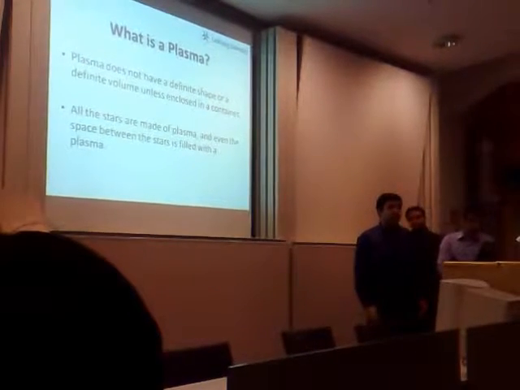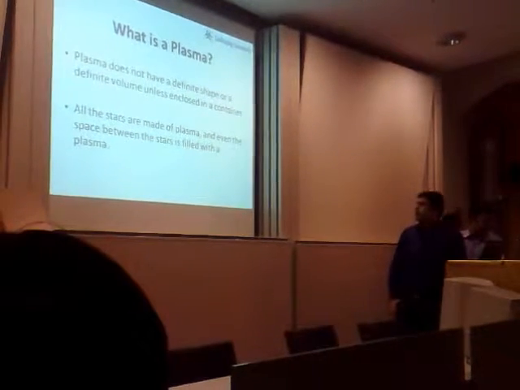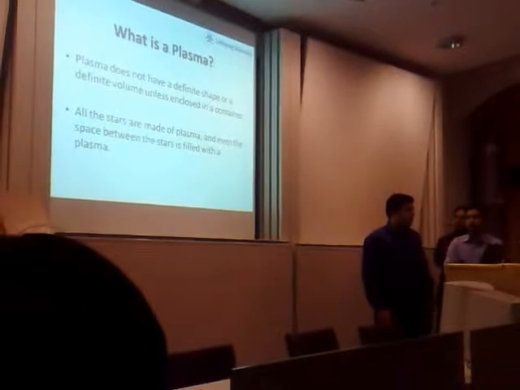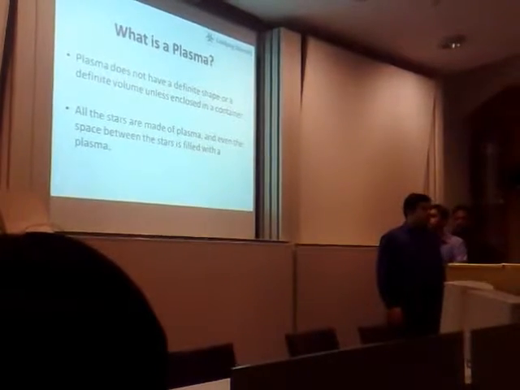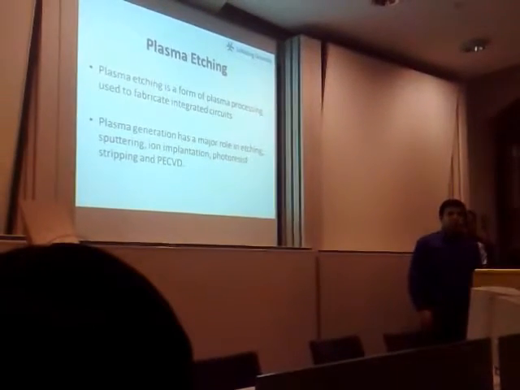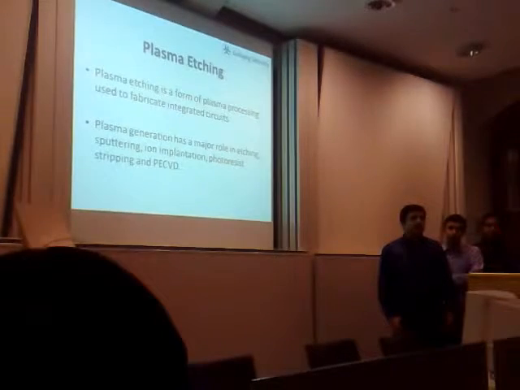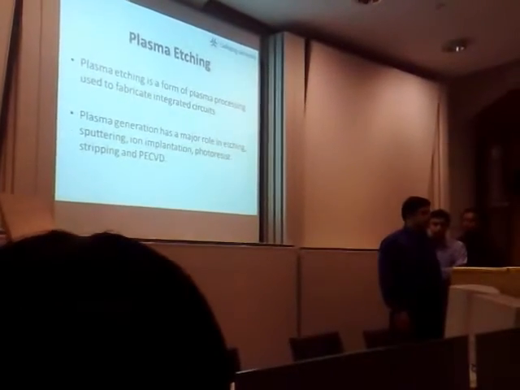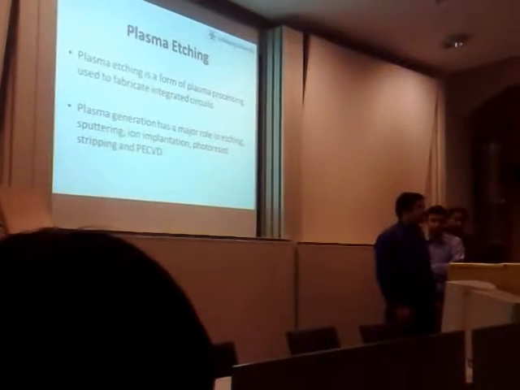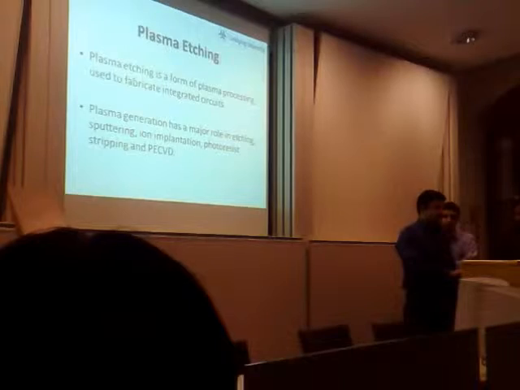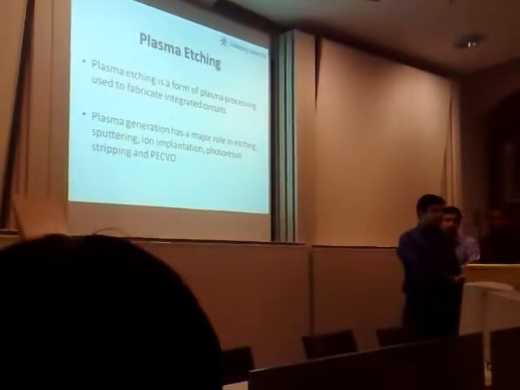What is plasma? Plasma does not have a definite shape or a definite volume unless it is enclosed in a container, just like gas. All the stars are made up of plasma, and even the space between the stars is filled with plasma. Plasma etching is a form of plasma processing used to fabricate integrated circuits. Plasma generation has a major role in etching, sputtering, ion implantation, photoresist stripping and PECVD.